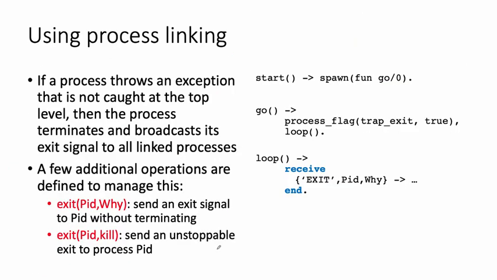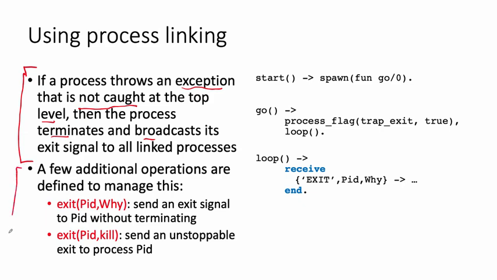So process linking, a little bit more on how it works. Inside a process you have exception handling. So it's basically functional programming with exception handling, and you can throw exceptions and catch exceptions. If the exception is not caught at the top level, then the process terminates and it broadcasts its signal to all linked processes. So typically uncaught exceptions in a process cause the link set to terminate.